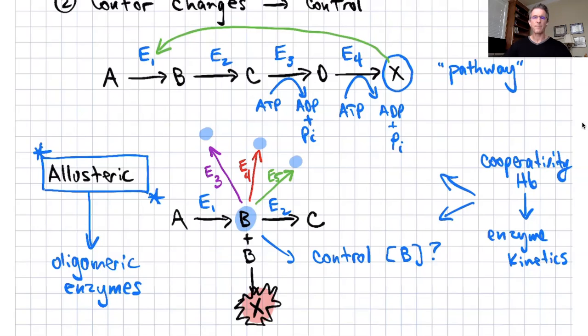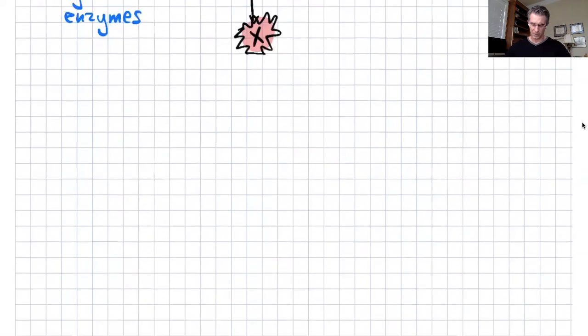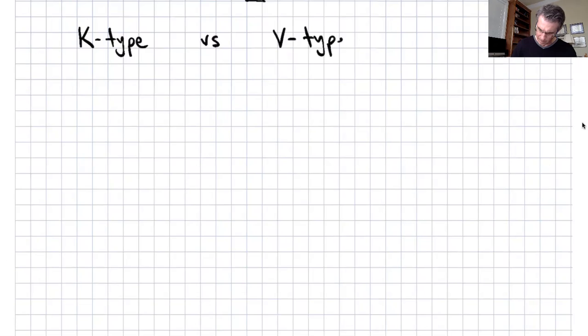So just some big picture ideas here to start out with. There are two basic limiting ways in which one can build an allosteric enzyme. There are so-called K-type systems versus V-type allosteric enzymes.